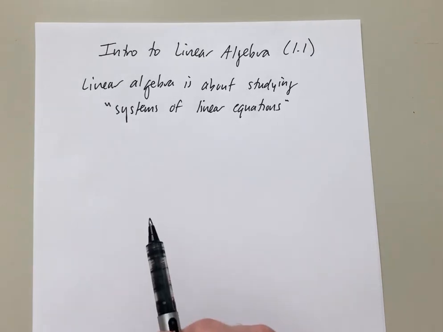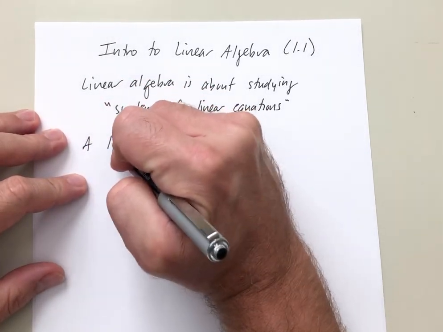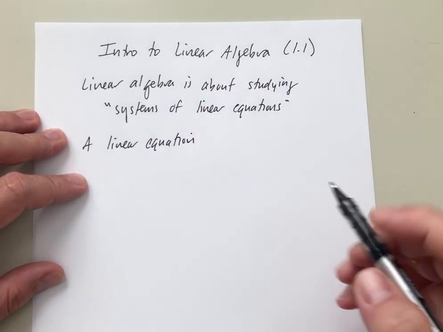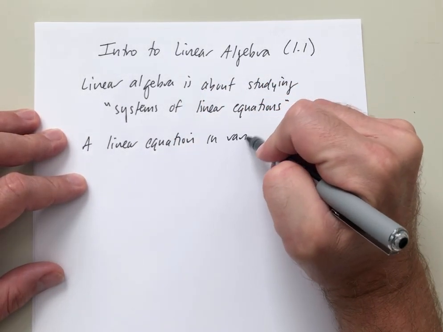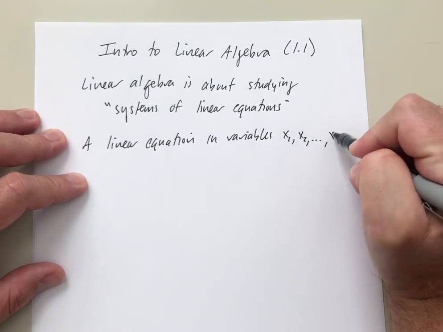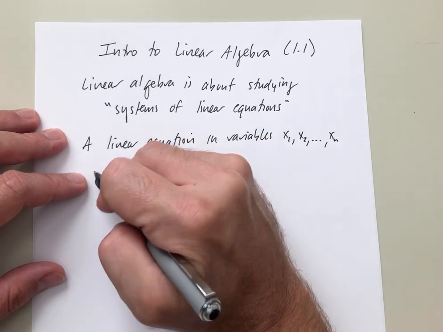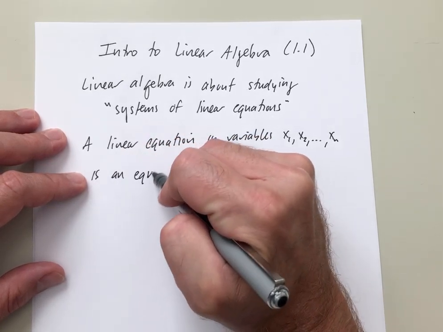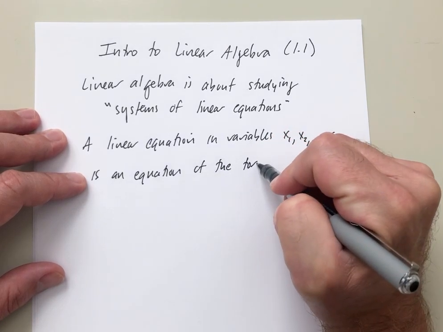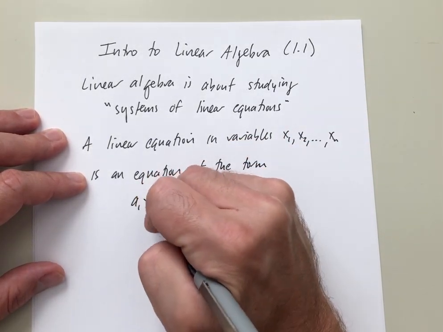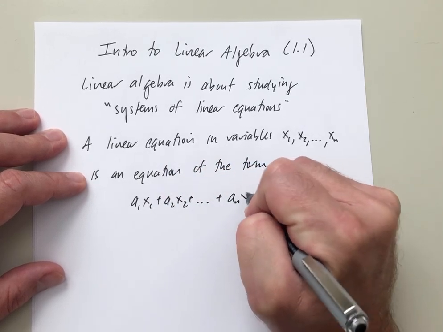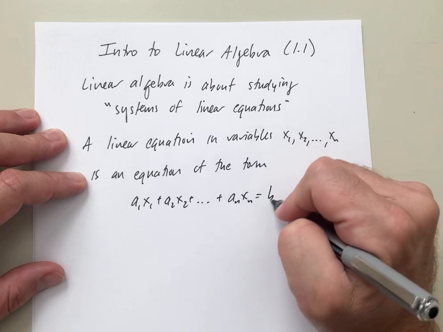So what is a system of linear equations? First of all, a linear equation is something you've probably seen before. Let's say in variables x1, x2 through xn. This is just an equation of the form a1 x1 plus a2 x2 plus dot dot dot plus an xn equals, let's say, b.